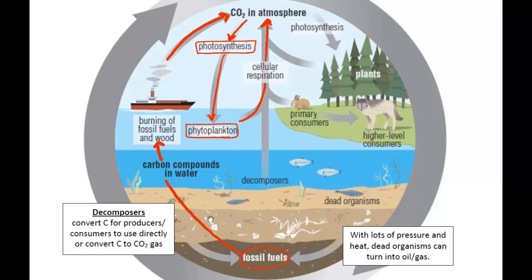And when we burn those fossil fuels, that releases the carbon dioxide back into the atmosphere as well. So it's trapped right now under the ground, and we are releasing it back into the atmosphere. When the decomposers are actually taking apart the dead organisms, they can either convert the carbon that they find to some kind of carbon molecule that's useful for producers and consumers, or they can convert it directly back to CO2 gas. So it depends on the different types of decomposers.